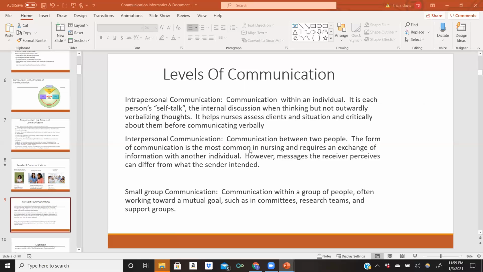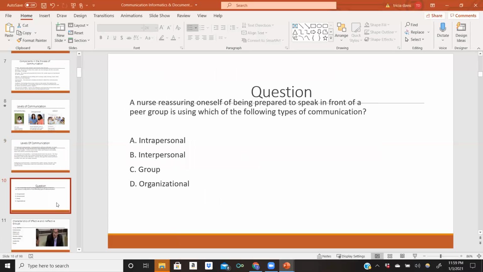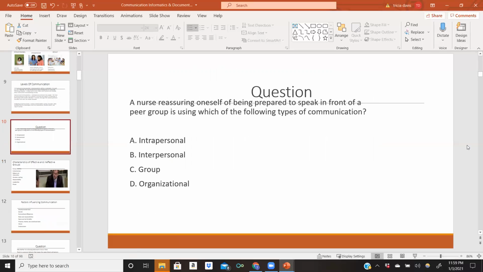Then we have small group communication, which is communication within a group of people, often working towards a mutual goal, such as in committees, research teams, and support groups, or just the healthcare professionals as a whole in the clinical setting. So we will answer this question when we do our live lecture.